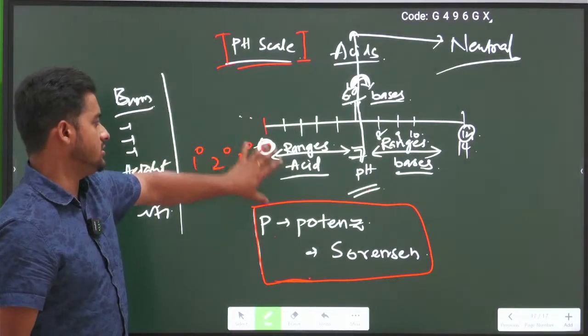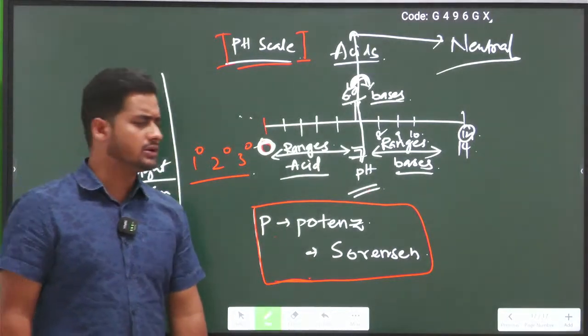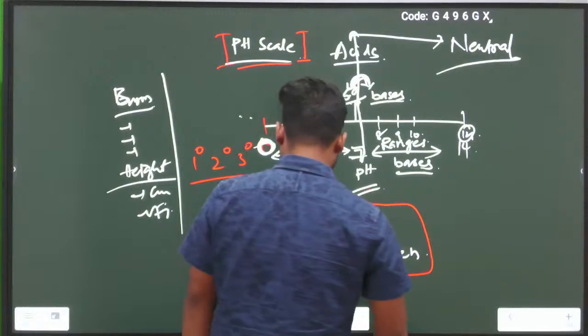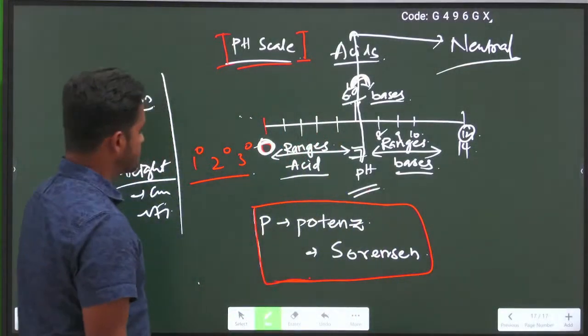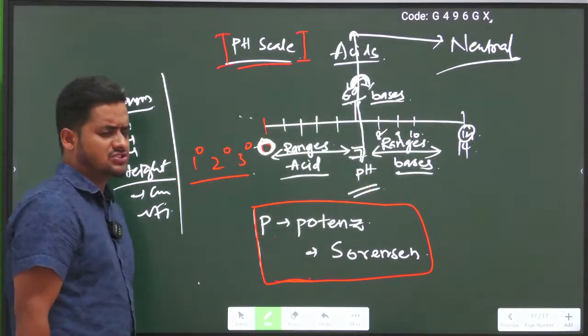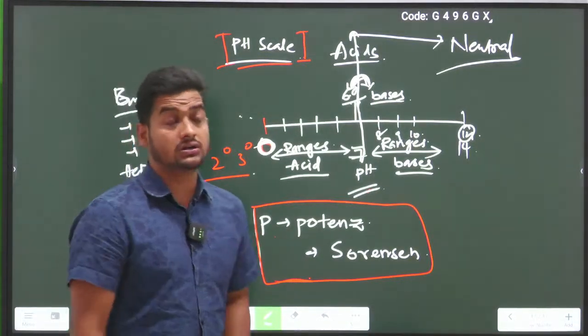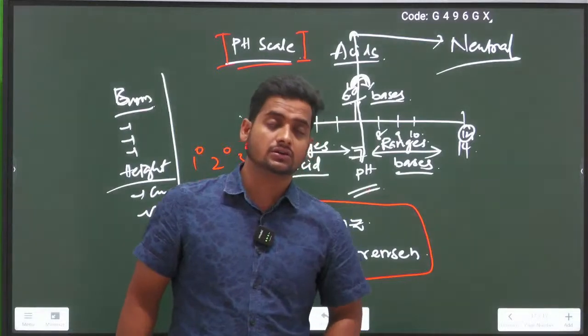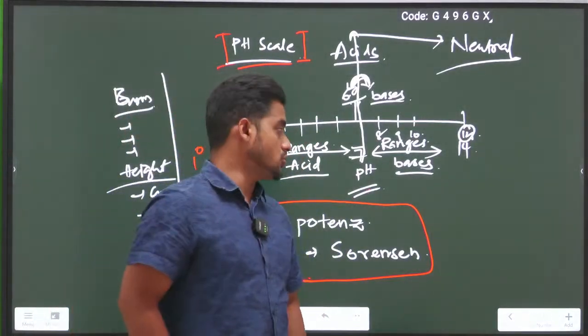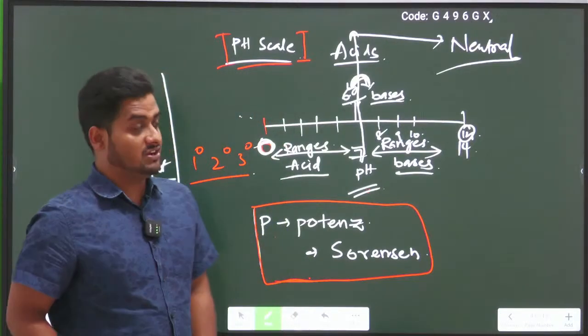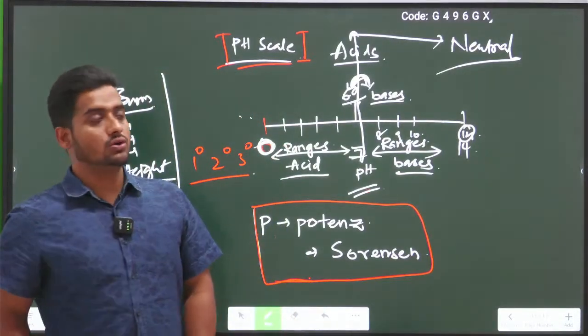This pH scale is very important in your examinations. How is it important? Most questions are asked from this. If the pH range is between this and this, what does it stand for? If it is 0 to 7, then what is it? If it is only 7, then what is it?